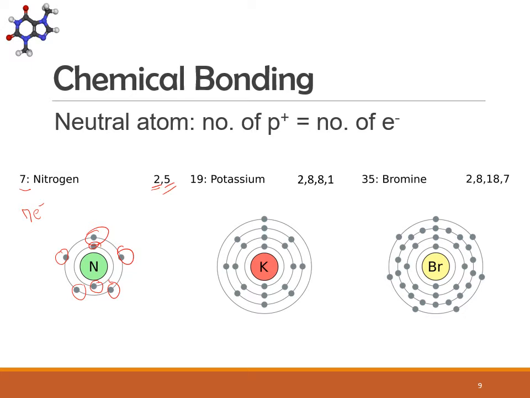Potassium has an atomic number of 19, so it has 19 electrons. If we distribute these 19 electrons in the energy levels of potassium, we will have only 1 electron in the valence shell. Bromine has an atomic number of 35. It has 35 electrons. If we distribute these 35 electrons in each of the energy levels of bromine, we will have only 7 electrons in the valence shell.